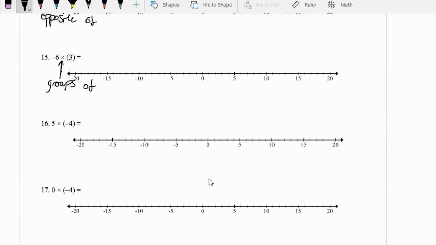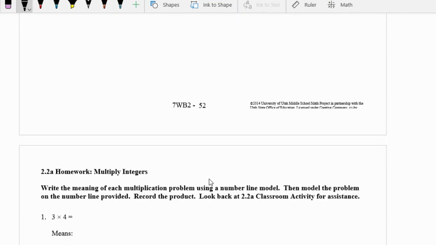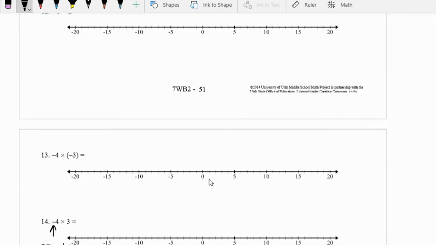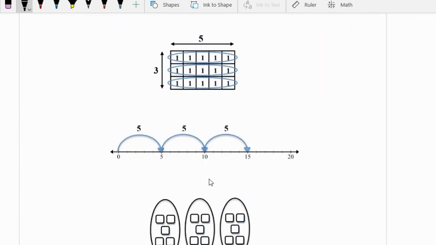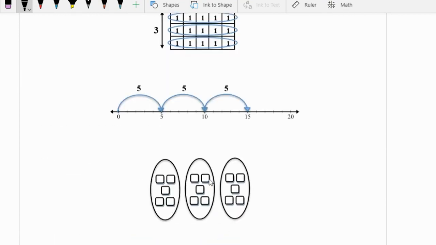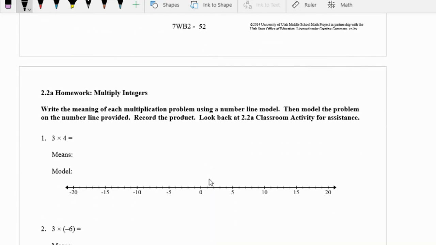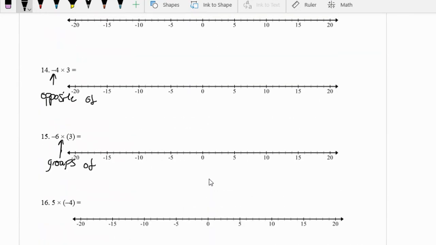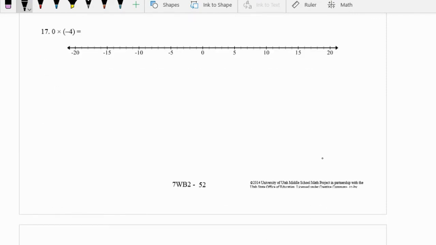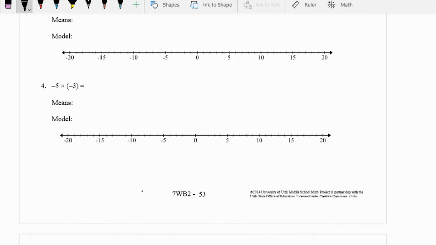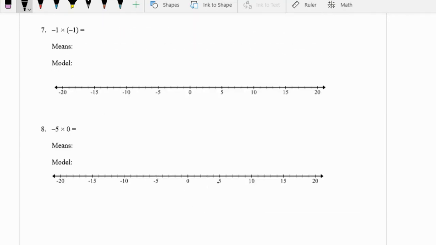So guys, this is lesson 2.2a. And guys, we're just looking at the opposite of and groups of, going back to multiplication and using integers for that. So guys, fill out the rest of these on your own. You guys got this. Homework is page 53 and 54, 1 through 8. You guys got this. It's not too bad.